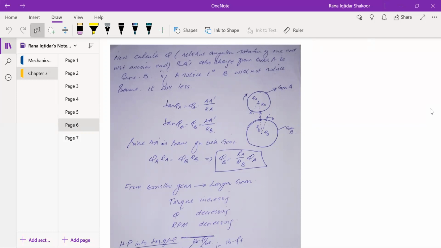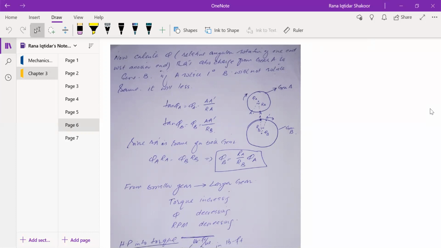And definitely that also changes from gear A to gear B. For example, if gear A, the smaller gear, rotates 1 degree, what do you think gear B should be? Will it be moving 1 degree, or should it be less? Obviously, this one is bigger in size, so it will be moving less than 1 degree if gear A, the smaller one, is rotating 1 degree.